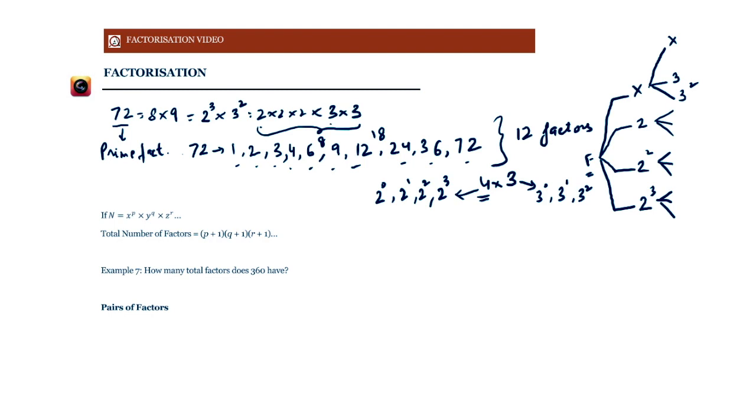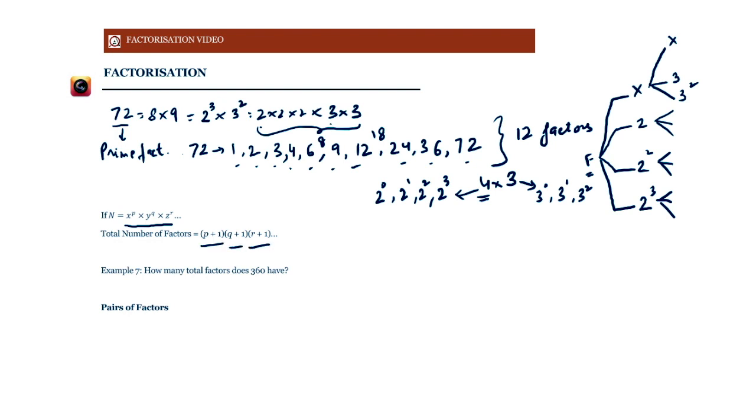Look, this is no different from what we discussed in combinatorics as well. If one thing can be done in 4 ways and another thing can be done in 3 ways, then the 2 things together can be done in 12 ways. So this is exactly what we are doing over here as well. So notice that when we have a number n equal to x to the power p into y to the power q into z to the power r, then the total number of factors is given by (p plus 1) into (q plus 1) into (r plus 1).